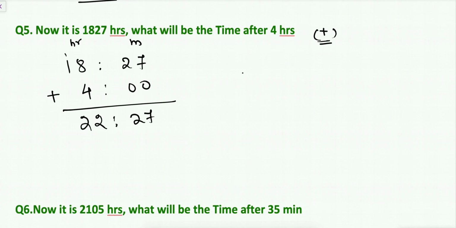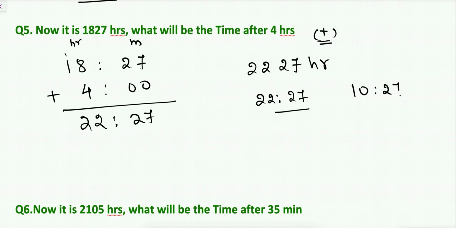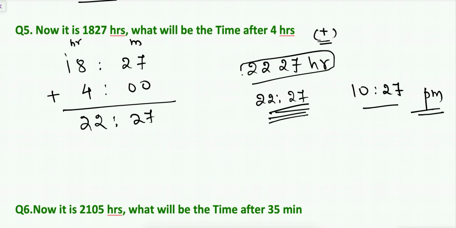So what will be the time? It is 22 hours 27 minutes. So 22 will be 10. 10:27 according to the 12-hour system, and this is according to the 24-hour system. So 10:27 p.m. So if now it is 18 hours 27 minutes, what will be the time after 4 hours? So the answer is 22 hours and 27 minutes.